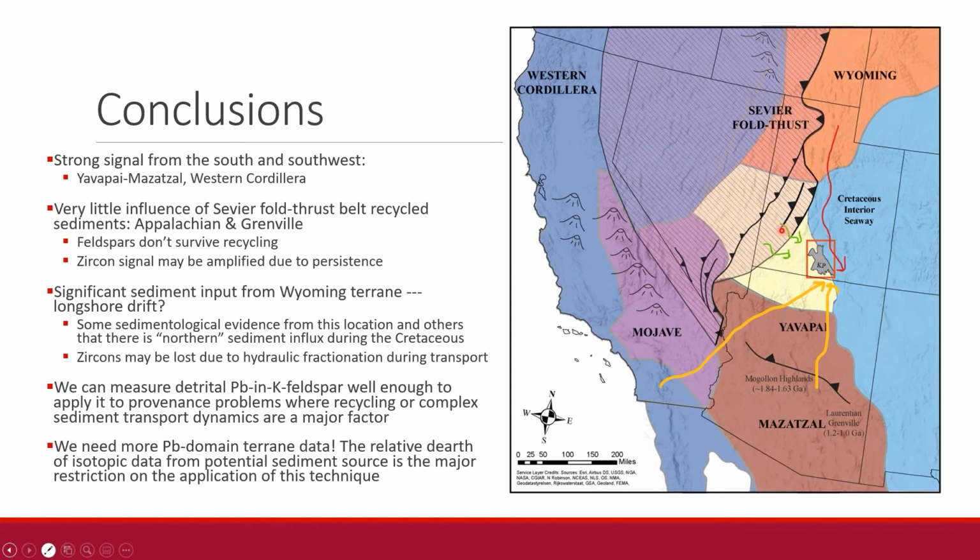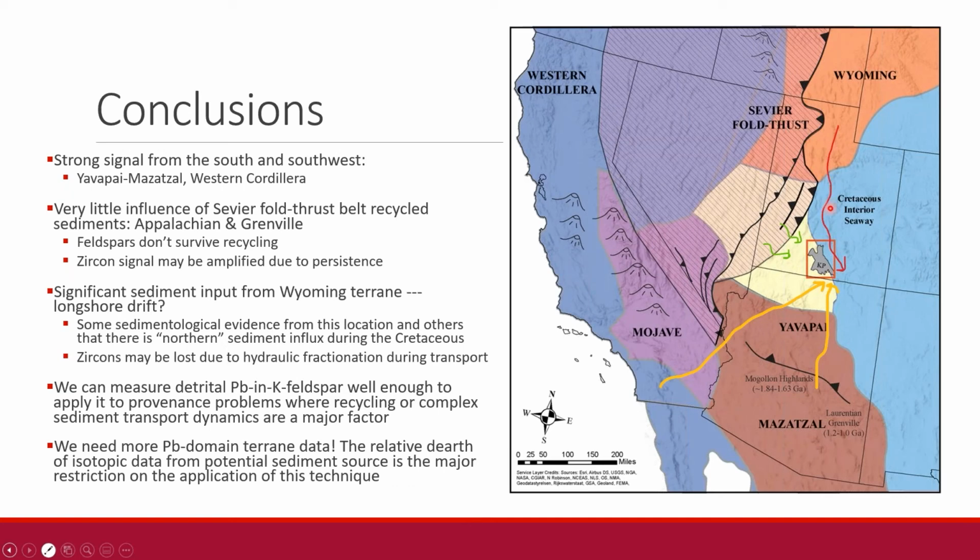We see very little influence of the Sevier fold and thrust belt, the recycled sediments, because feldspars probably don't survive recycling as well as zircons. The zircon signal here might actually be amplified due to their persistence in the geologic record. And so probably somewhere in between the two is the actual relative contribution of sediment from the Sevier fold and thrust belt.